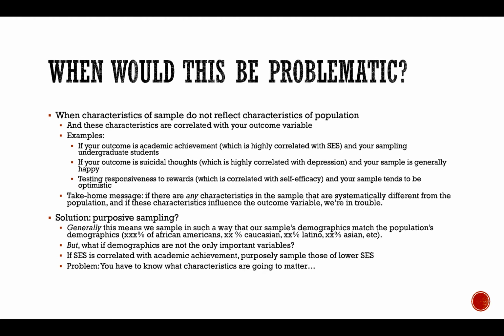Likewise, let's say your outcome is suicidal thoughts, which is highly correlated with depression, and your sample is generally happy. Well, that's going to screw things up. Let's say you are testing responsiveness to reward, which is correlated with self-efficacy. If you believe you have control over your own fate and thus can achieve these rewards, those are correlated. And if your sample tends to be optimistic, that's going to be different than what you would find in the population.